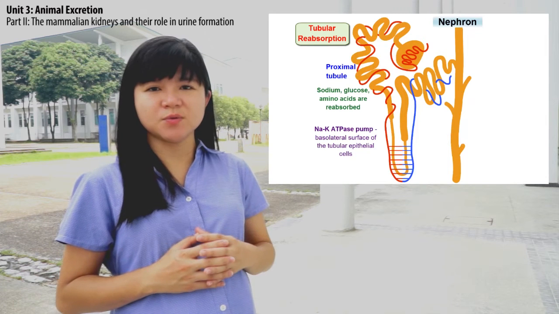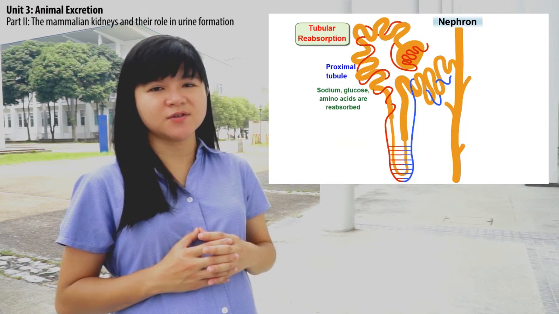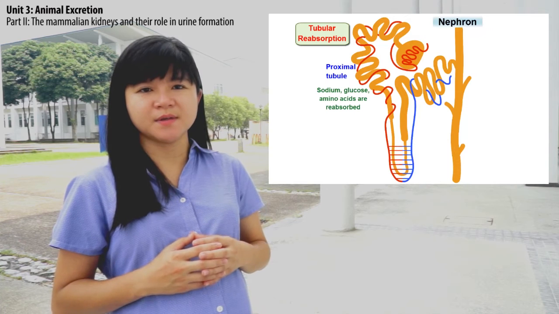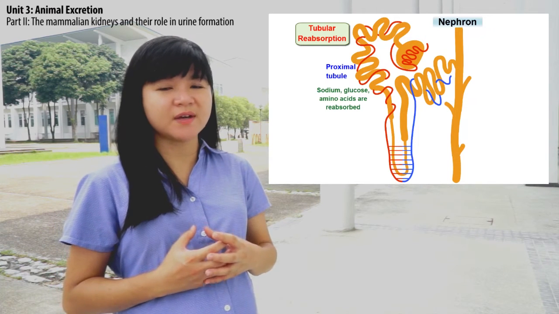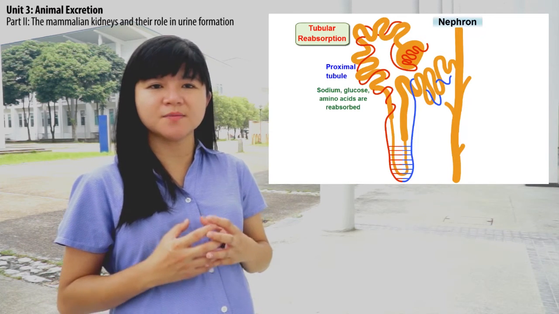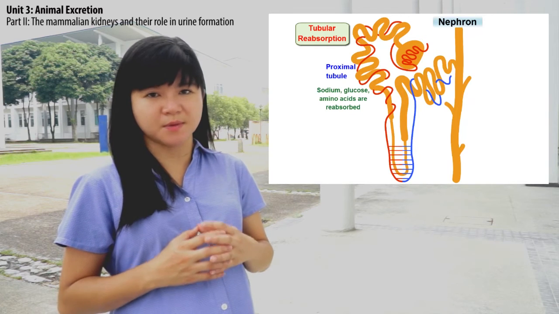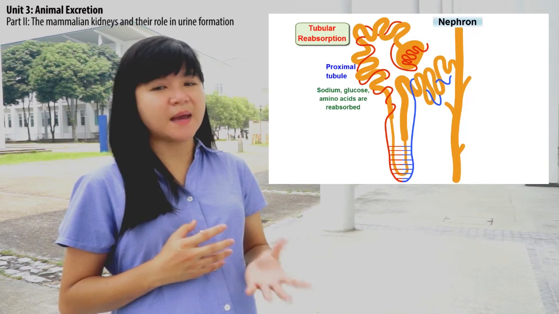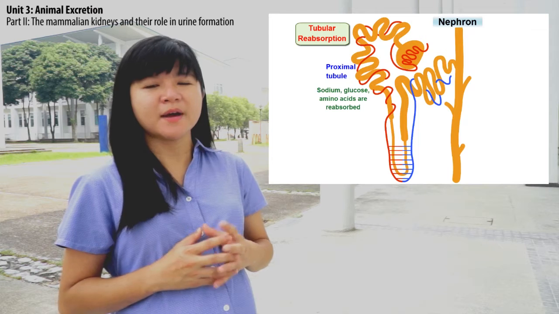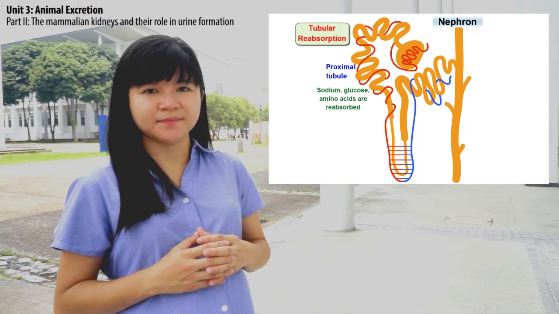So in the proximal tubules, about 65% of the sodium ions are reabsorbed. There is a counter-transport of the hydrogen ion that accompanies sodium ion reabsorption in the proximal tubules. Glucose and amino acids are also reabsorbed by co-transport with sodium ion.